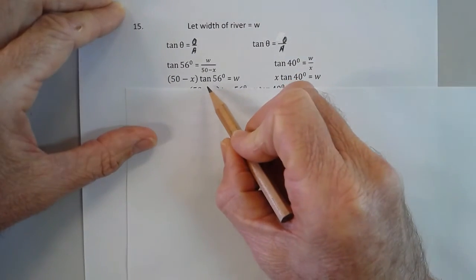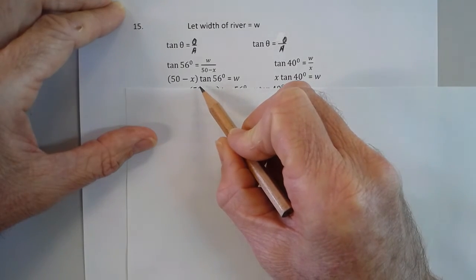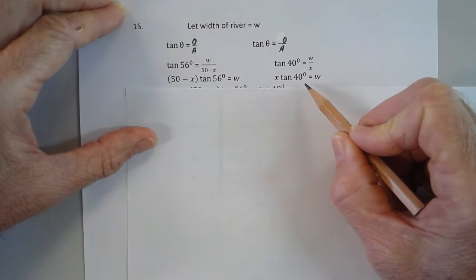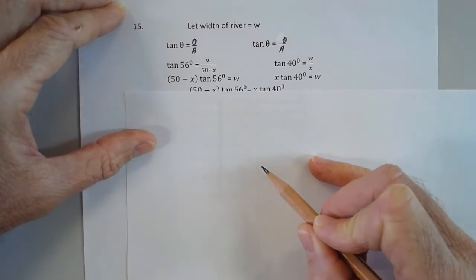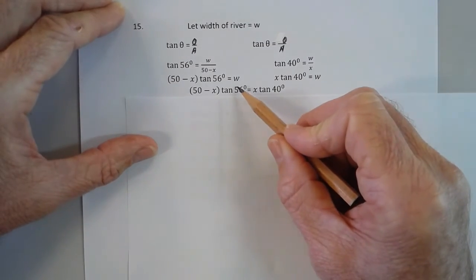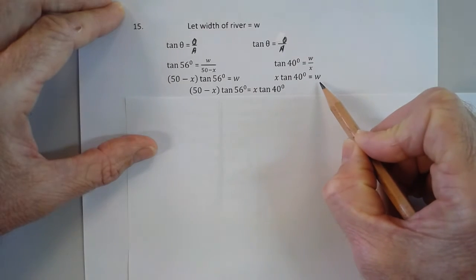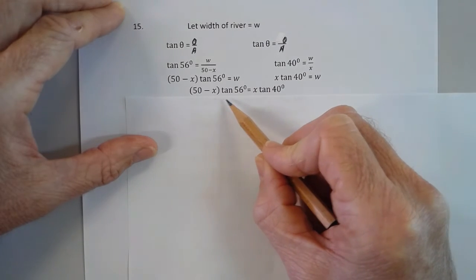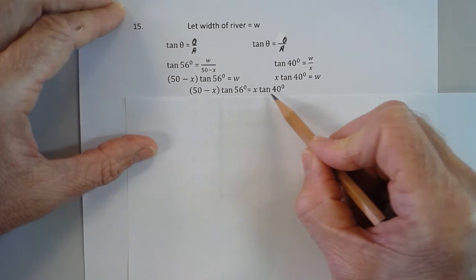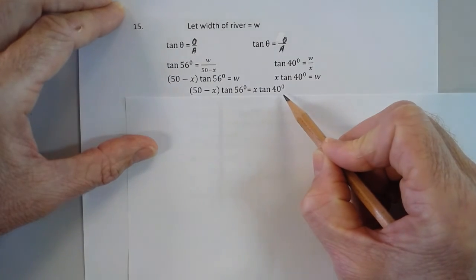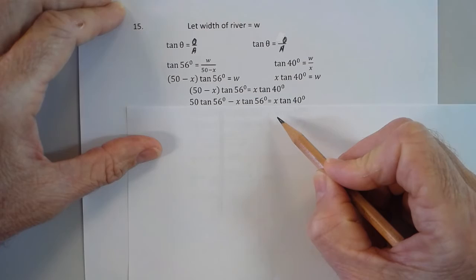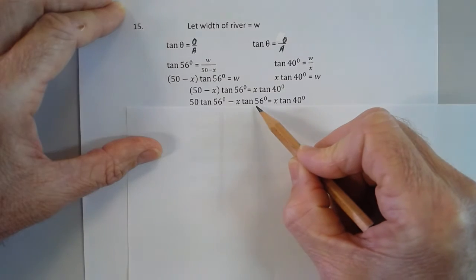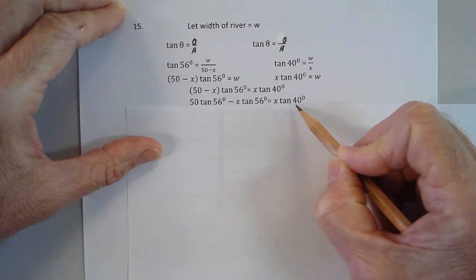We now, on the left-hand equation, multiply both sides by 50 minus x, and on the right-hand equation we multiply both sides by x to remove the denominators. Then, if you notice, both equations are equal to W. So using substitution, we get 50 minus x, in brackets, times tan of 56 degrees equals x tan 40 degrees. Expanding and removing the brackets, we end up with 50 tan 56 degrees minus x tan 56 degrees equals x tan 40 degrees.